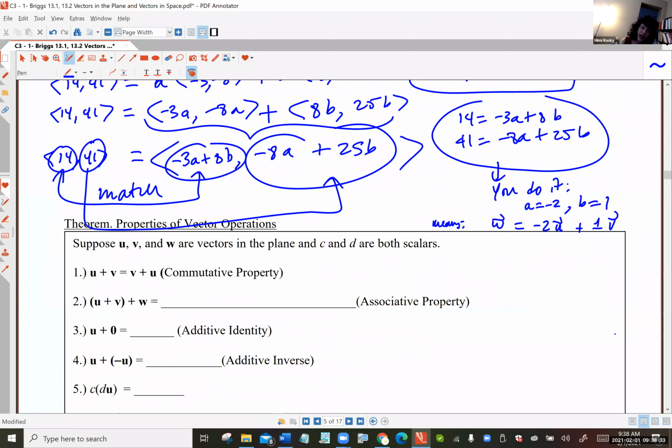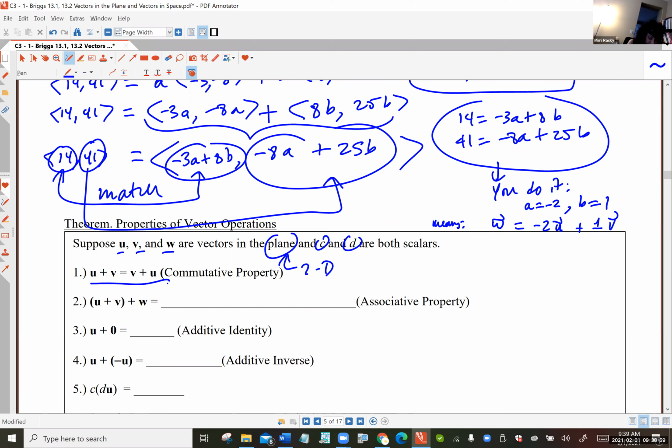Okay, moving on, let's do a theorem and fill in the blanks. Properties of vector operations. These are kind of obvious, but you have to be careful because you can't assume. But suppose you have U, V, and W, and those are vectors in the plane. What does plane mean again? 2 dimensions. 2D, thank you. And let's say C and D are both scalars. That just means they're pure numbers.